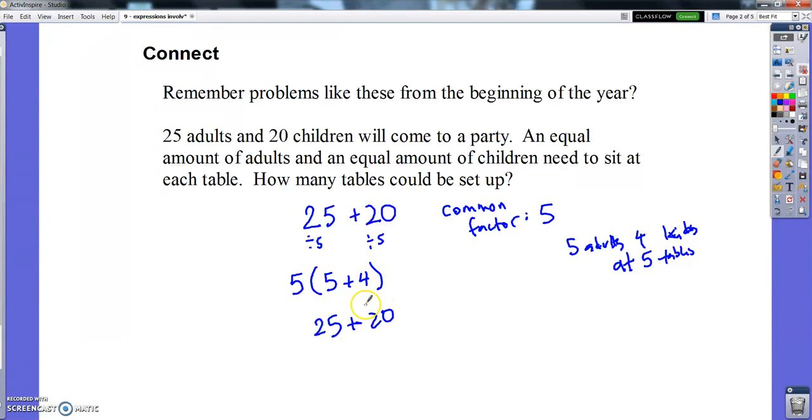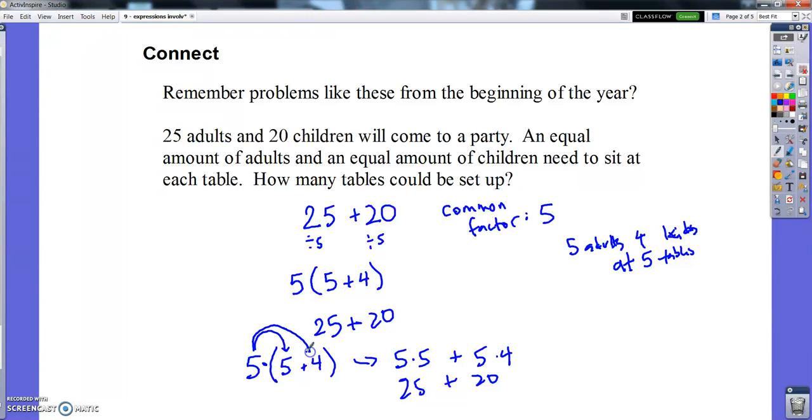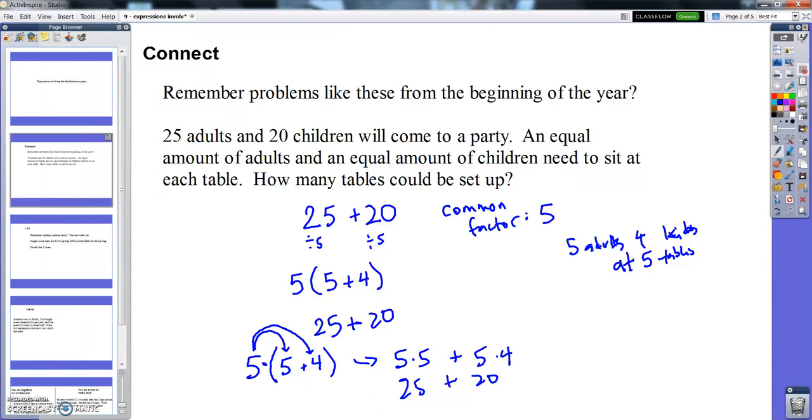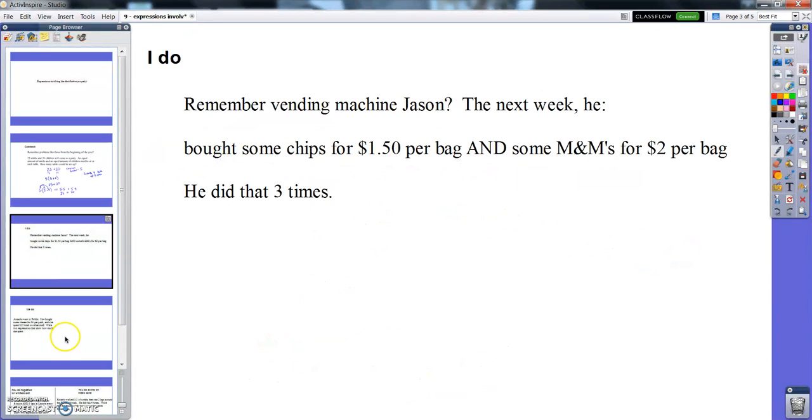So the distributive property works like that. It tells me that I can take this and I can rewrite it as 5 times 5 plus 5 times 4. I can do the multiplication of this one and the multiplication of this one and get 25 plus 20. That's the distributive property. I can distribute this 5 times, really, to that and to that. That's how it works. So that's back from the beginning of the year. So we're going to do some expressions that involve the distributive property today and write it a couple ways.